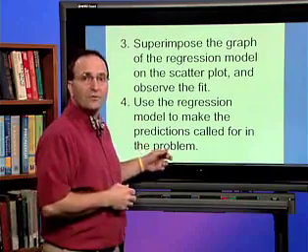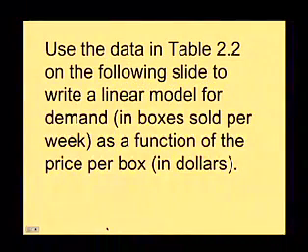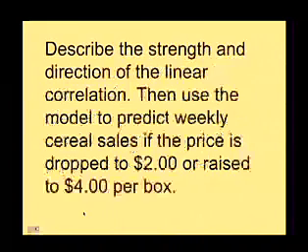So let's try out this procedure on a specific example. Use the data in Table 2.2 on the following slide to write a linear model for demand in boxes sold per week as a function of the price per box, in dollars. In particular, describe the strength and direction of the linear correlation. Then use the model to predict weekly cereal sales if the price is dropped to $2 per box or raised to $4 per box.